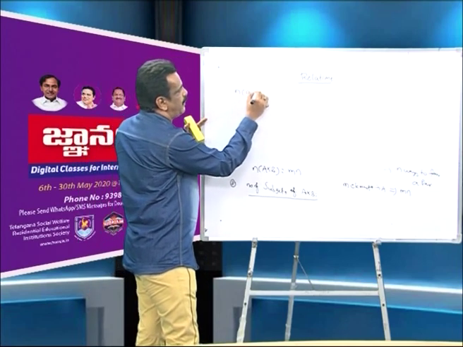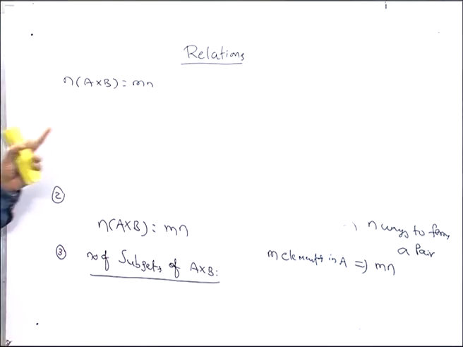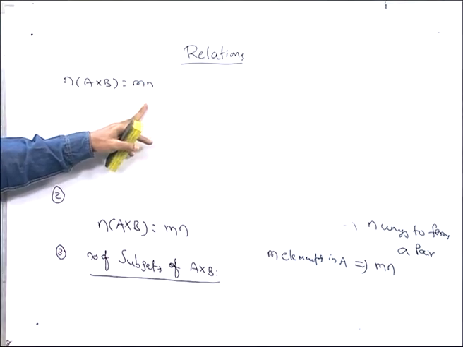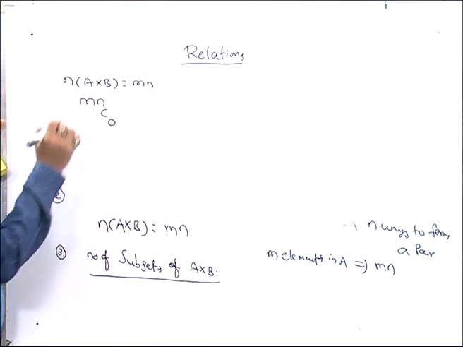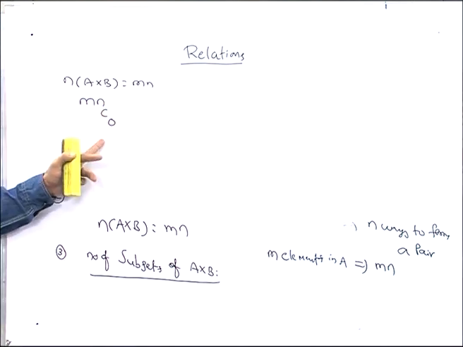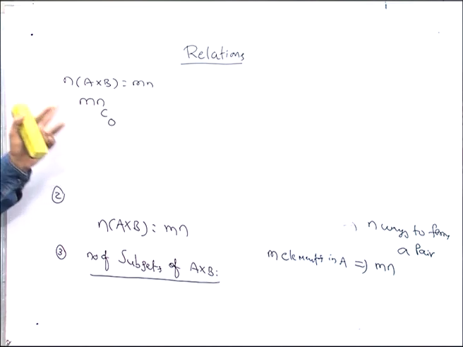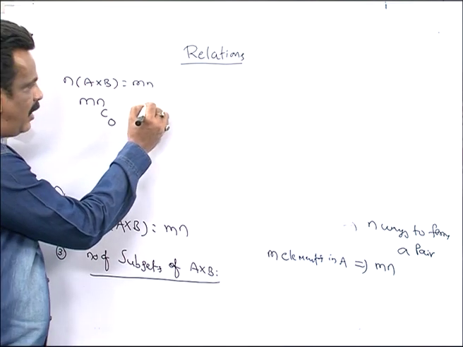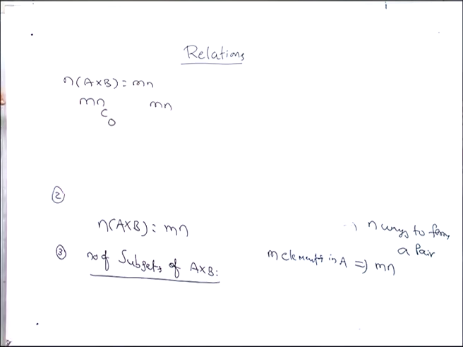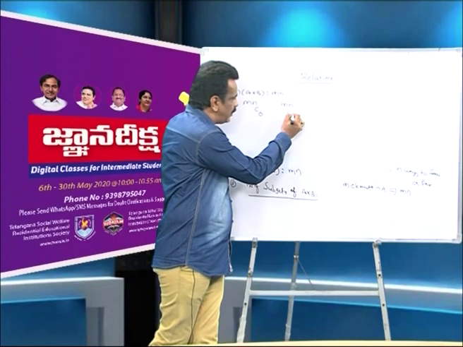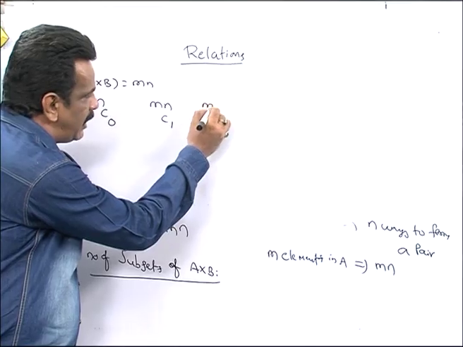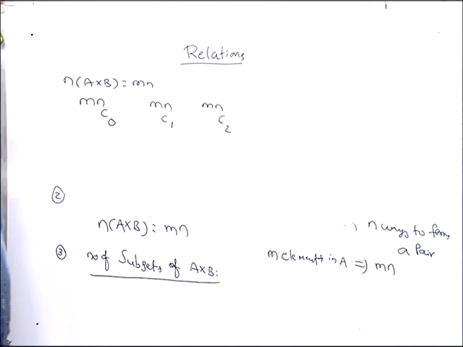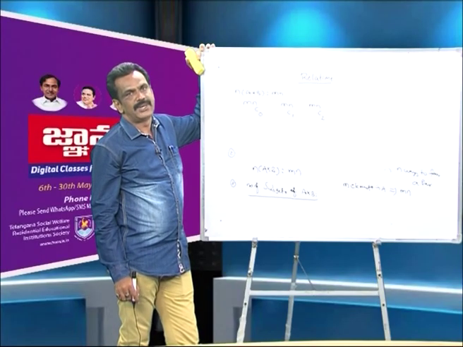n(A cross B) we have m into n. So among these mn elements, if you take the empty set, it is a subset of every set, and hence we can say one subset contains no element because the empty set contains no element. So there are mnC0 ways of choosing no element, but that is a subset of A cross B we can take. Out of mn elements, choose any one element, meaning mnC1 is the number of subsets containing exactly one element. Or out of mn elements select any two: mnC2 is the number of ways to form a subset containing two elements.